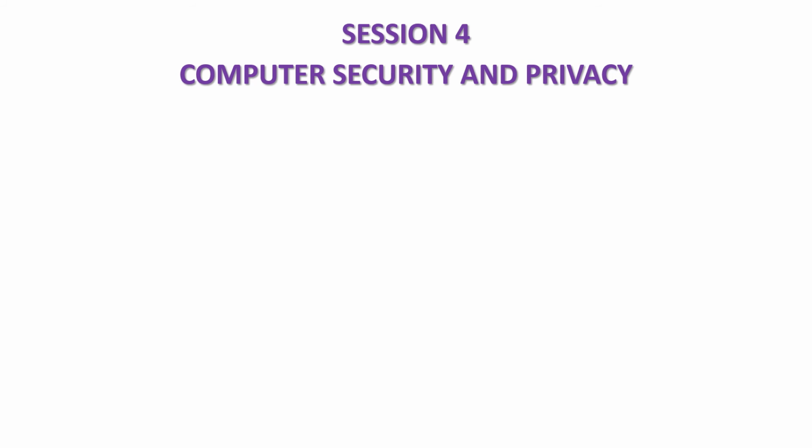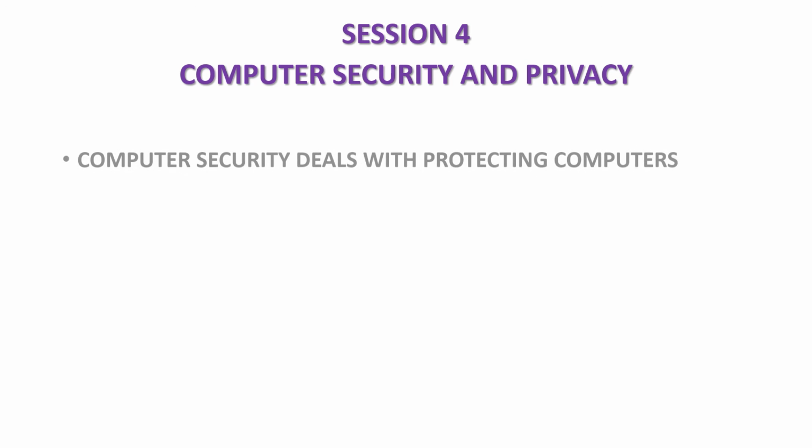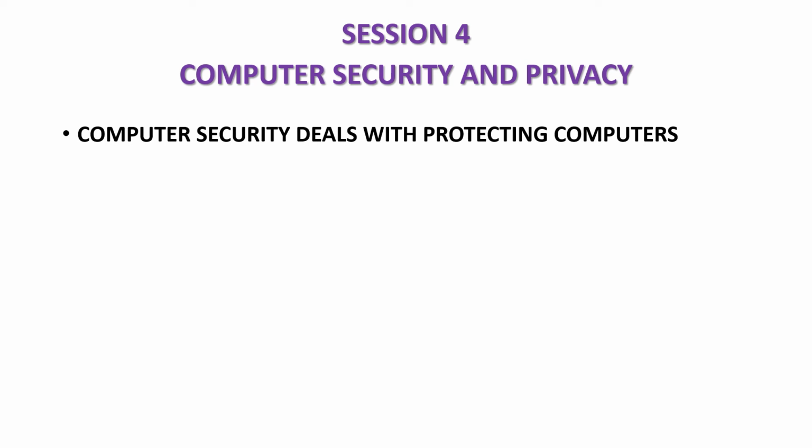Let's start a new session, and that is about computer security and privacy. Computer security deals with protecting computers. We store lots of information on our computers and electronic devices. For example, we keep our photographs on our mobile, and school computers store personal information regarding every student and their parents. Computers used in a bank store financial information of their clients, and computers in a hospital have information about their patients. If any of this information gets lost or leaked or falls into the wrong hands, it can cause lots of harm to people.